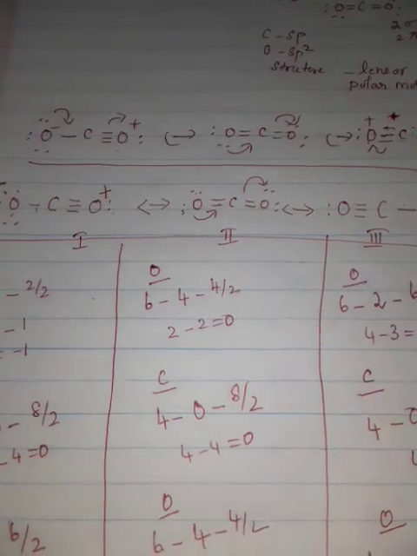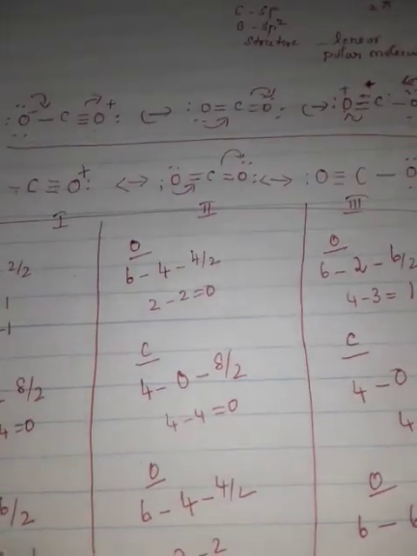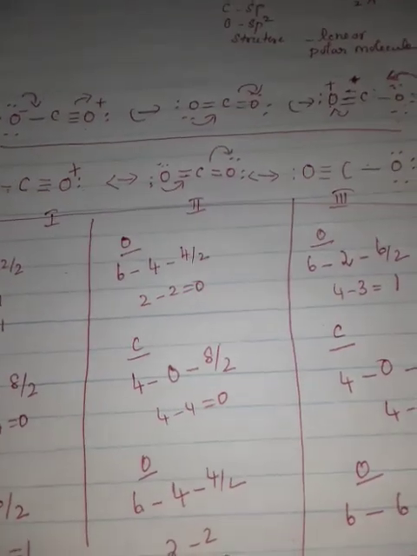Children, are you all clear? I think I have to go through it again. It is given clearly in the book, page number 45. Both the structures are very important: the structure of carbon monoxide and the structure of carbon dioxide. Any one will be asked in the exam.